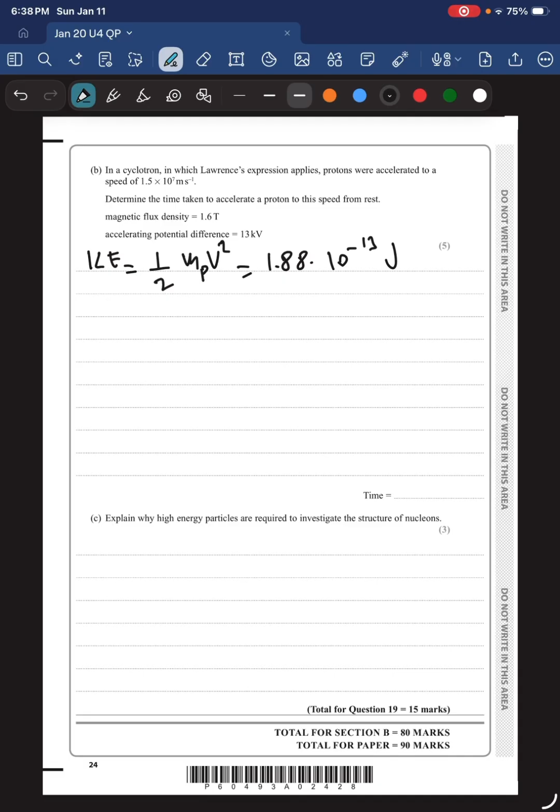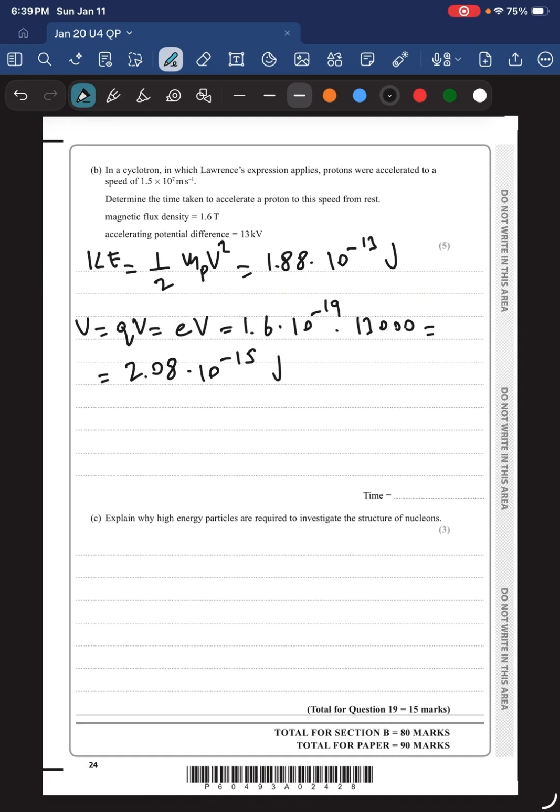Okay, so the accelerating potential will give the protons an energy of Q times V, which is e times V, which is 1.6 times 10 to the negative 19 coulombs times 13,000 volts, and this is 2.08 times 10 to the negative 15 joules.